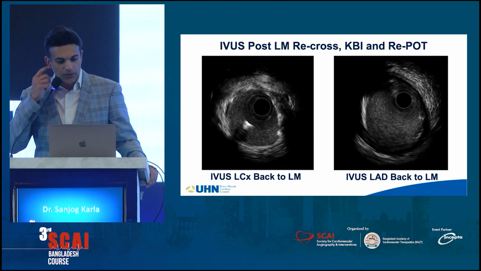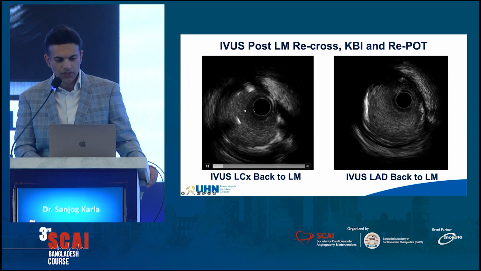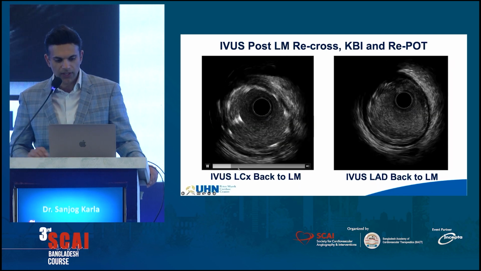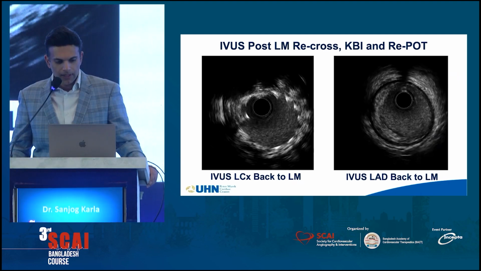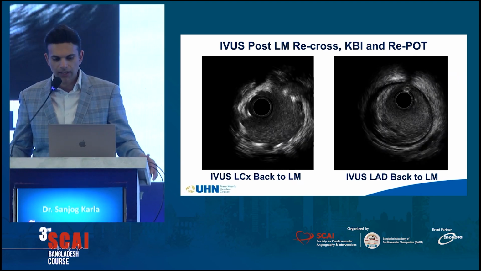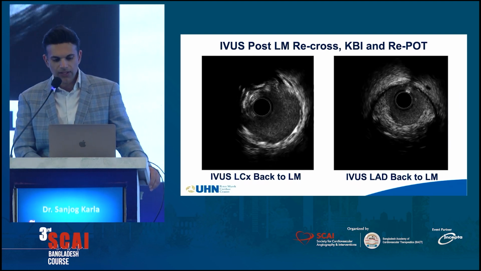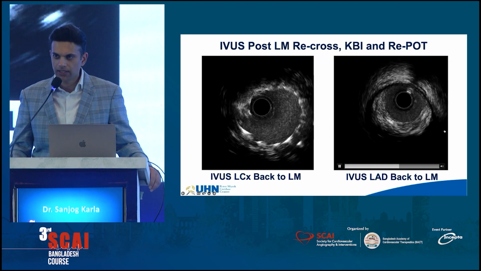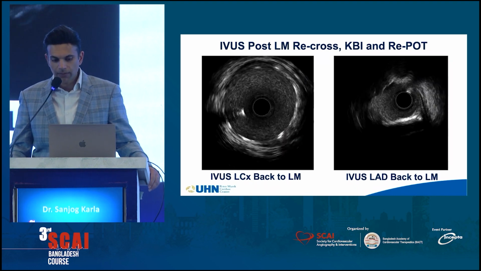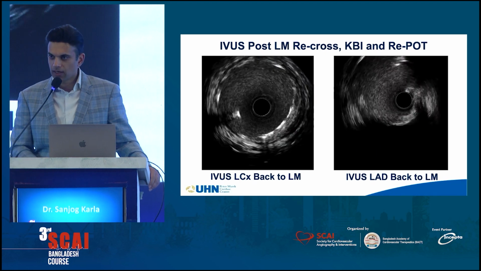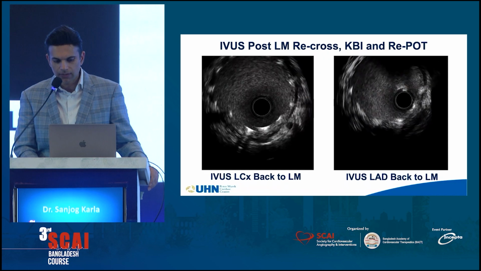And so this was the IVUS. And if you look on the left, this is the circ going back to the left main. So this stent is fairly well expanded, okay? The minimal stent area here ended up being somewhere within the 10 range. And then this is the IVUS coming back from the LAD to the left main. So a reasonably well-maintained lumen, nothing terrible, no metal protruding in towards the ostium of the LAD.